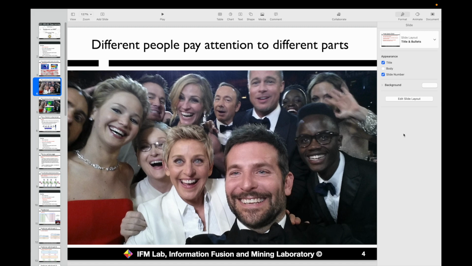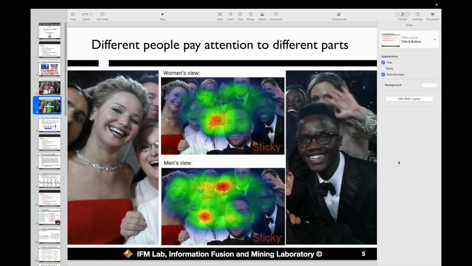Given the same image, different people will pay attention to different regions or different parts of the image. On this page, we show you the attention scores from the women's and also from the men's perspective. Women will pay more attention to the central part, to this lady, and also to some other people in this image, right? However, the man will pay more attention to this guy. I'm not sure why. The man will also pay attention to this lady as well. So, this is very interesting.